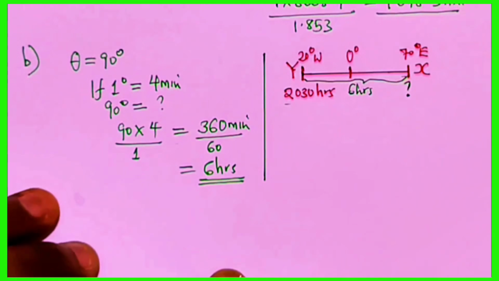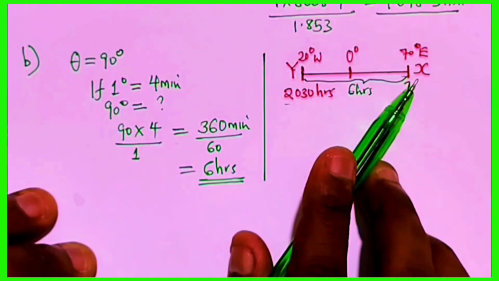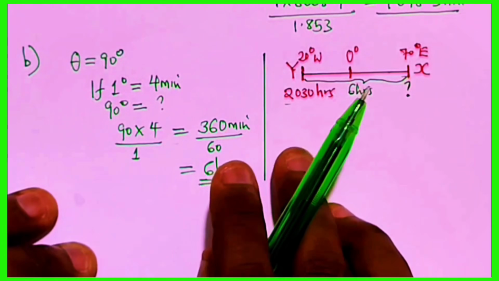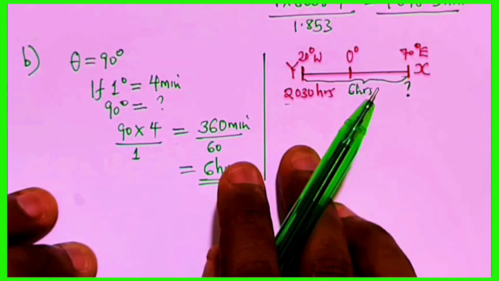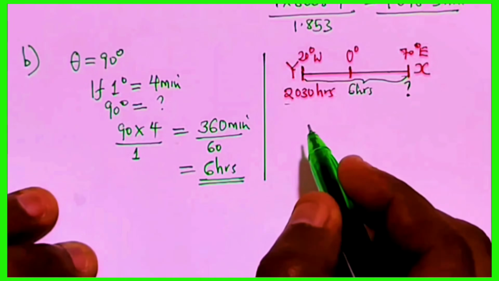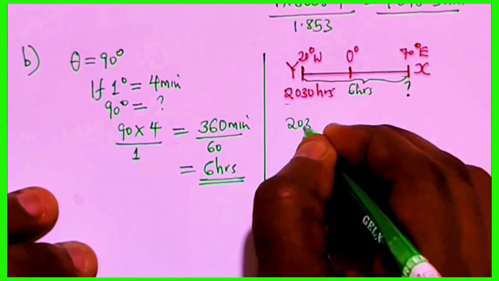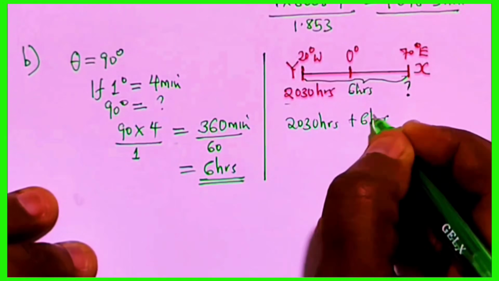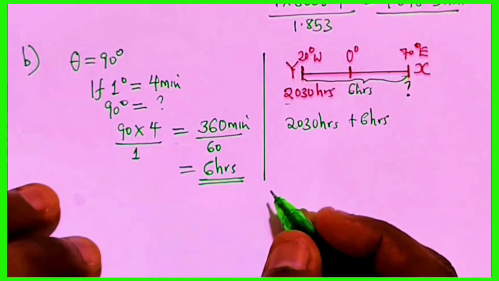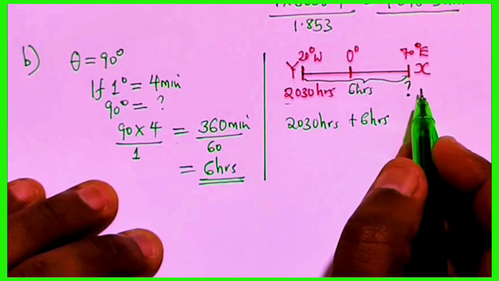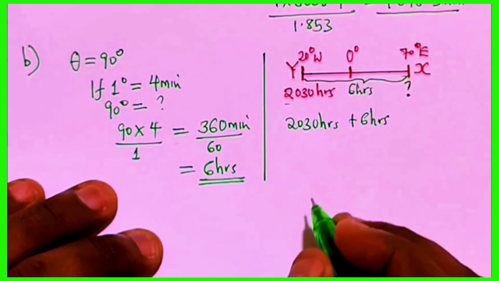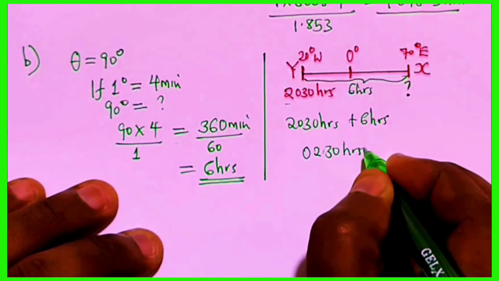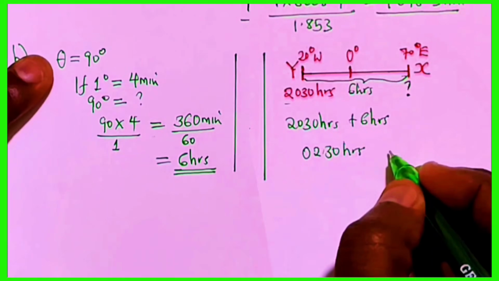So therefore, remember the point X is also on the eastern side of the point Y, and therefore, the more you go to the east, the ahead the time. So we are going to add 2030 hours, and then we add 6 hours. So you're going to realize that the time at point X will be reading 0230 hours the following day.